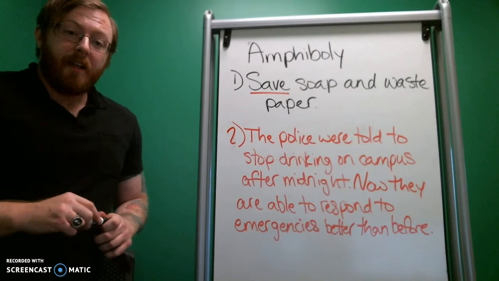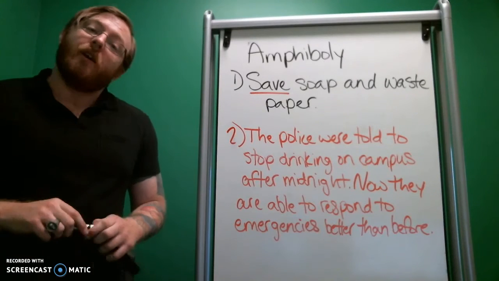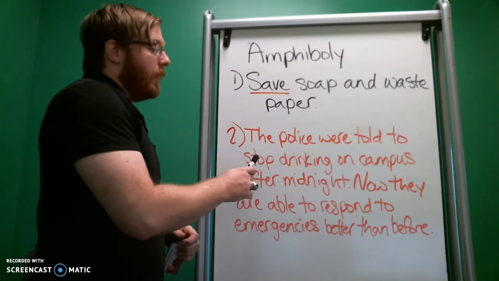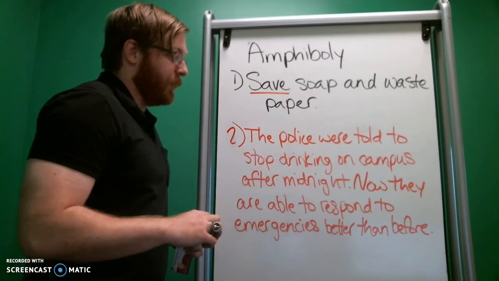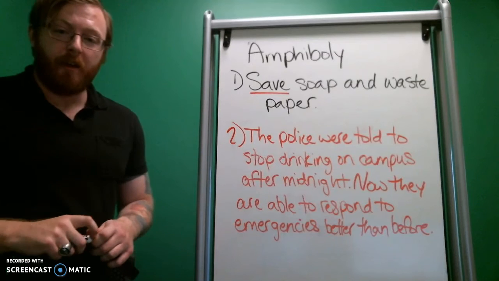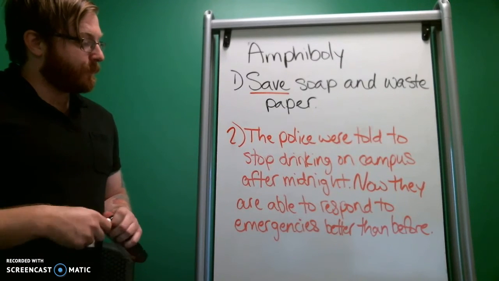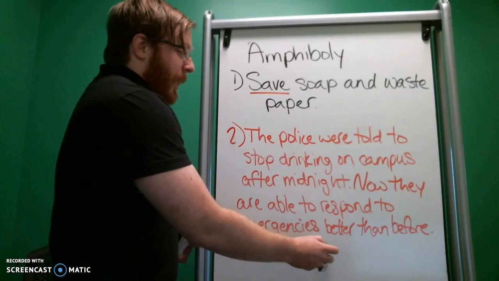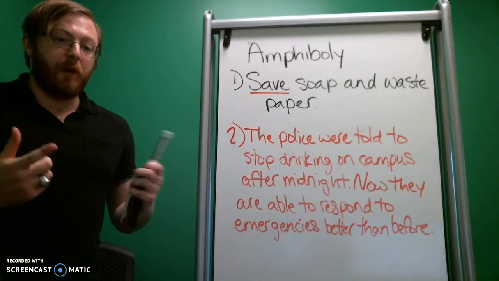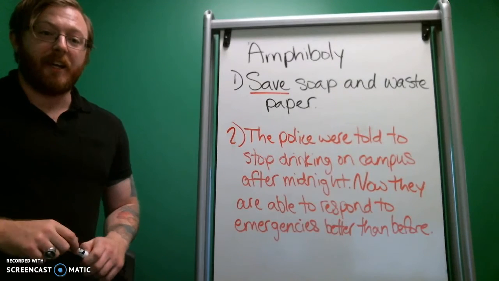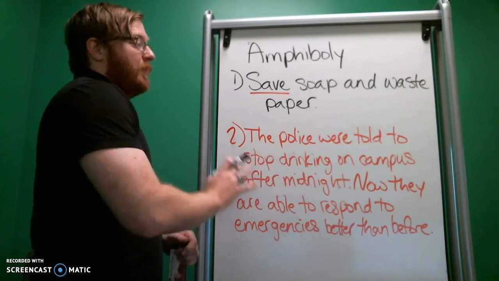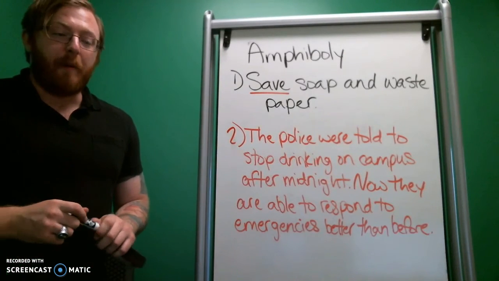The second way is that police were told to crack down on people who were drinking on campus after midnight, right? So now it's not the police who are being told to stop drinking, but the police are being told to stop other people from drinking on campus after midnight. So now they're able to respond to emergencies better than before, because they don't have to worry about all this superfluous drunken shenanigans going on that's leading to petty crime, right? Now they get to respond to emergencies because they've stopped all of that other smaller stuff from happening.